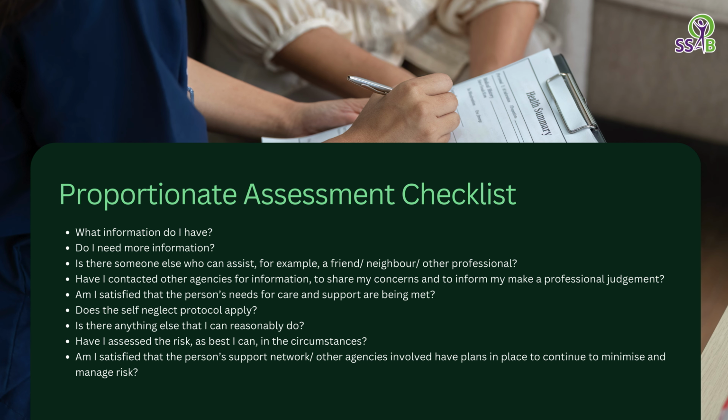I've put together a suggested checklist for a proportionate assessment. And when making the assessment, ask yourself and record your decisions about: what information do I have about the person? Do I need more? Is there someone else who can assist? For example, a friend, a neighbour, or another professional? Have I contacted other agencies for information, to share my concerns and also to inform my professional judgment? Am I satisfied that the person's needs for care and support are being met? And if not, how might they be met? And who might meet them?